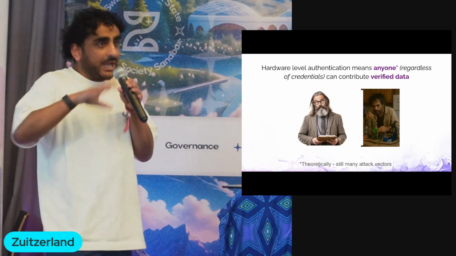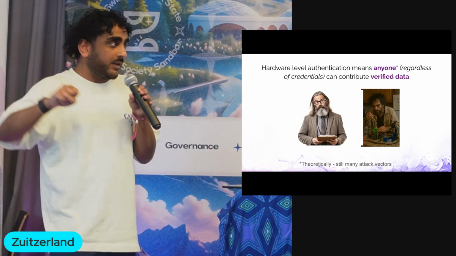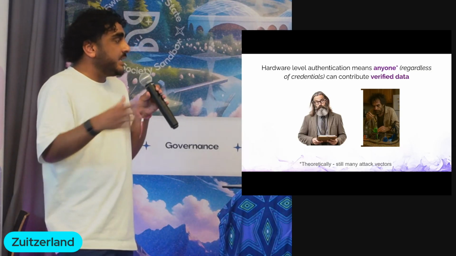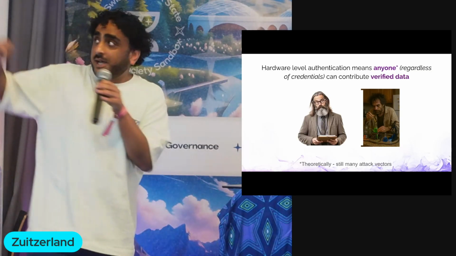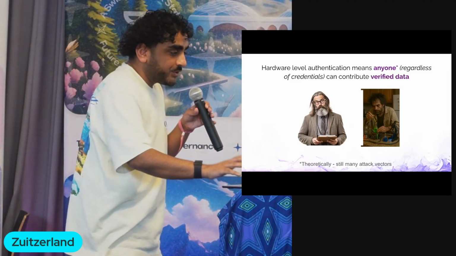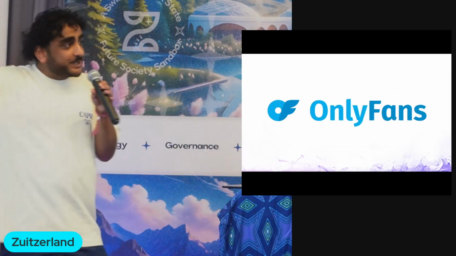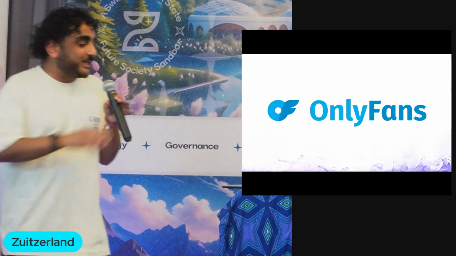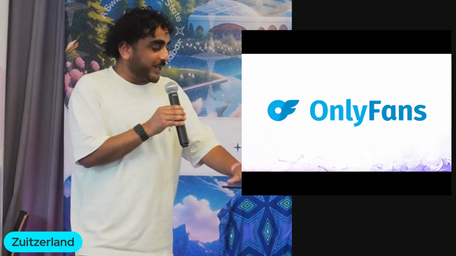So this is actual decentralized science, because you have democratized the ability for anyone to produce verifiable data. Now, there is a disclaimer just because there's still a bunch of attack vectors, but I will move on assuming this is true. And this is what brings us to what you guys all wanted to see. So this is like an OnlyFans.